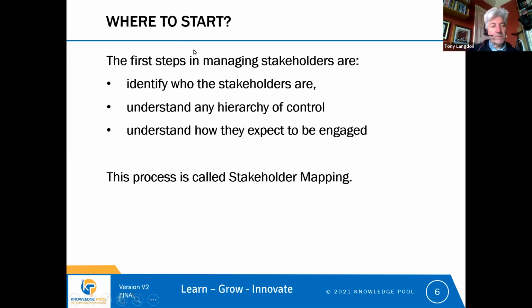Some stakeholder groups have formal ways of engaging with them. Often somewhere like the IT department, they get involved in so many projects that if they didn't have a formal way of being engaged, then every project that was started would want to engage with the IT department in an ad hoc fashion. So often departments or teams that do a lot of project work will have a standard way that they expect projects to engage with them.